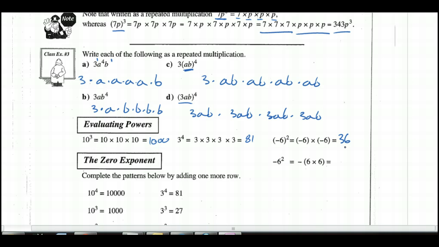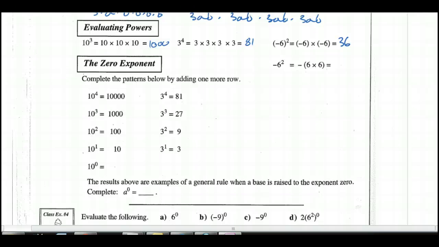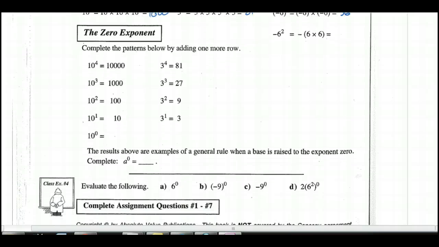Okay, let's move on and talk about our first new concept here. What if the exponent is a 0? Let's see this pattern. 10 to the power of 4 is 10,000. 10 cubed is 1,000. 10 squared is 100. 10 to the power of 1 is just 10. So if we follow this pattern down here, what would 10 to the 0 be? Well, 10 to the 0 would be just 1.